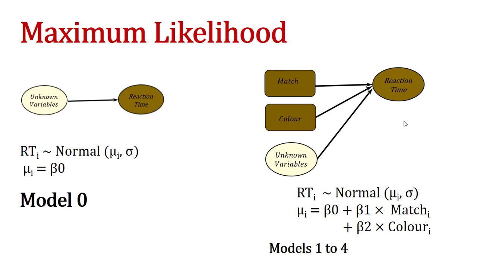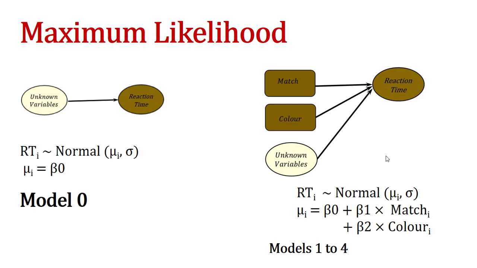So we may have an effect of match on reaction time when the color is black and white, and we may have another, different effect when the color is color. That is an interaction, an effect on an effect. And if there is no interaction, then the overall effect of match on reaction time will be exactly the same in both levels of the variable color. So it will be the same with black and white images and with color images.